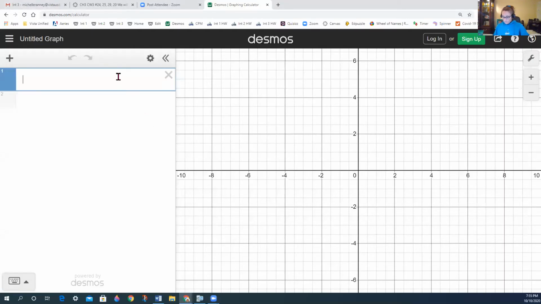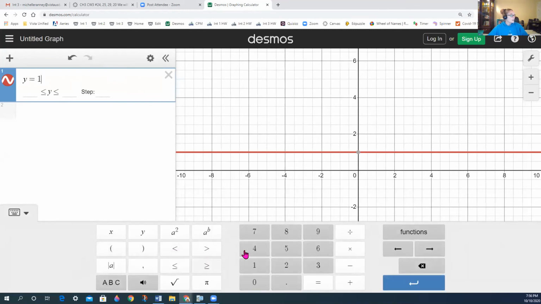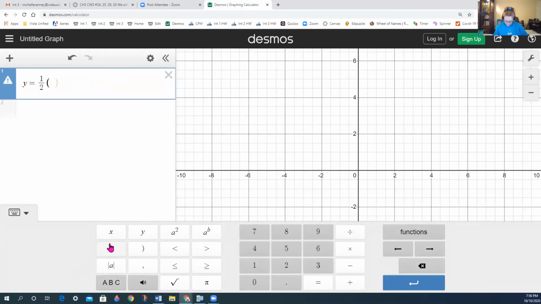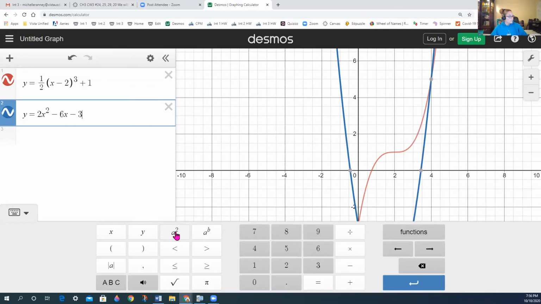Okay, so I'm going to type in y equals 1 divided by 2 times the quantity x minus 2 squared, sorry, cubed. Let me go back. Cubed plus 1. Okay. And then I'm going to graph y equals 2x squared minus 6x minus 3, which is a parabola.